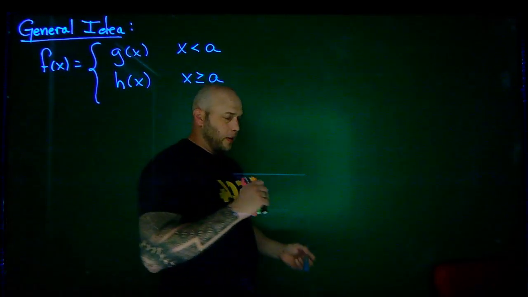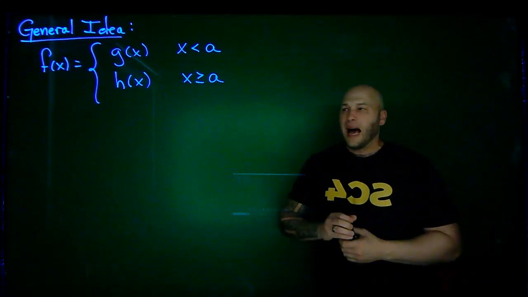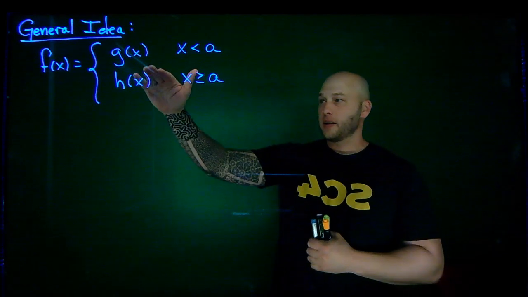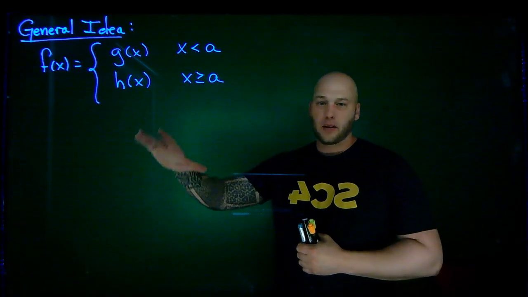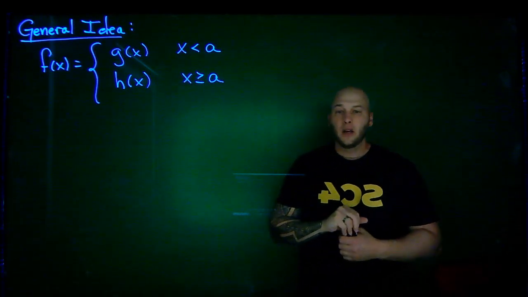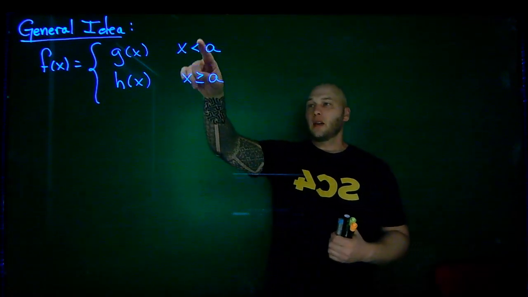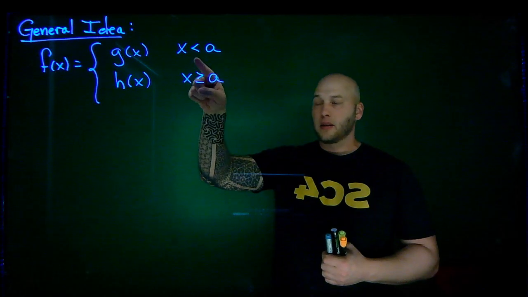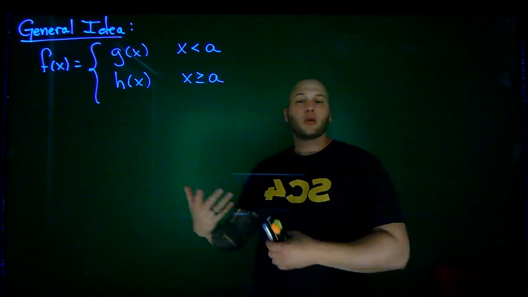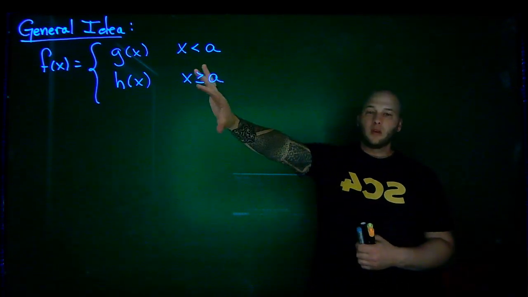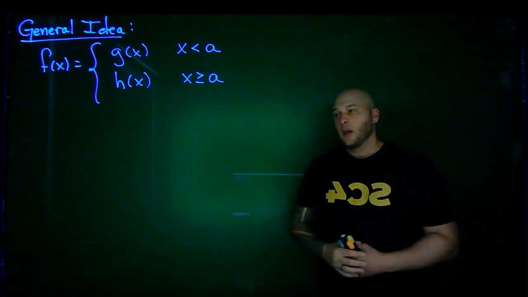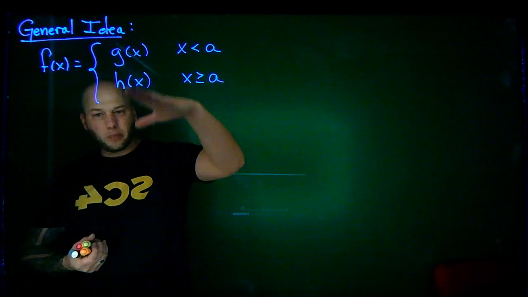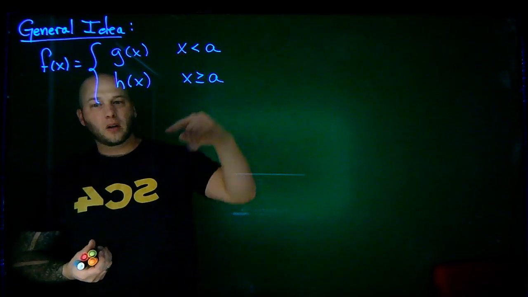Now, first of all, let me talk about that generic function. I could have any finite number of pieces here. I could have g of x, h of x, k of x, l of x, m of x. I could have any finite number of expressions there. And these inequalities could be x is less than or equal to a, x bigger than a, x equal to a, x not equal to a. So there's all sorts of variations there. I'm just going to use this as my general expression. And the procedure is going to work the same way no matter how many pieces I have and no matter how the inequalities are set up.